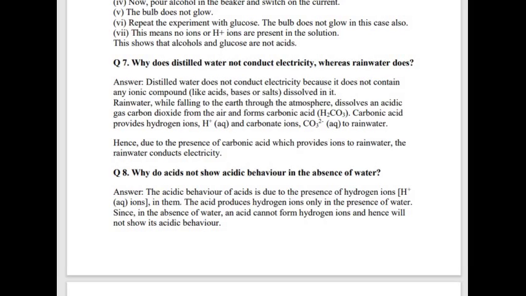But in the rainwater, when it is falling towards the earth, it may dissolve some acidic gas, which is carbon dioxide, and it can form carbonic acid. Consequently, carbonic acid can provide hydrogen ions as well as carbonate ions to the rainwater. So due to the presence of ions in the rainwater, it can conduct electricity.